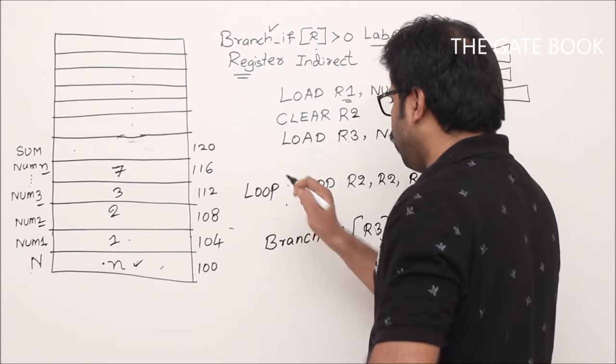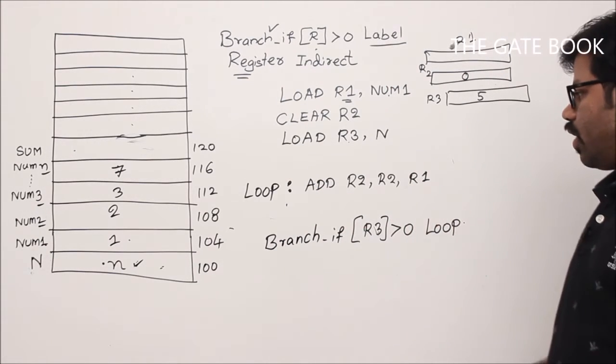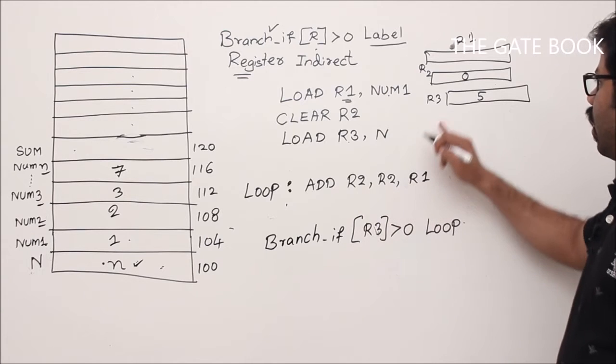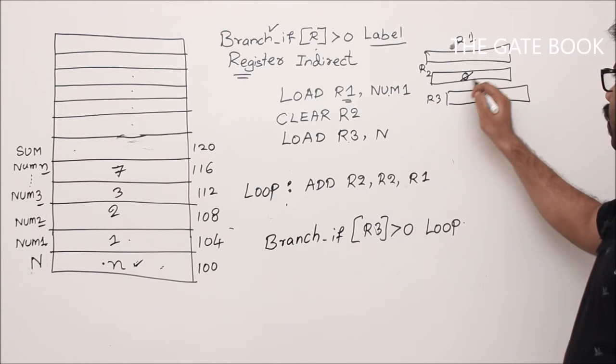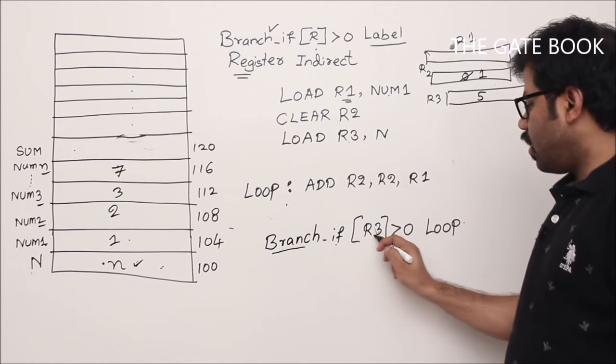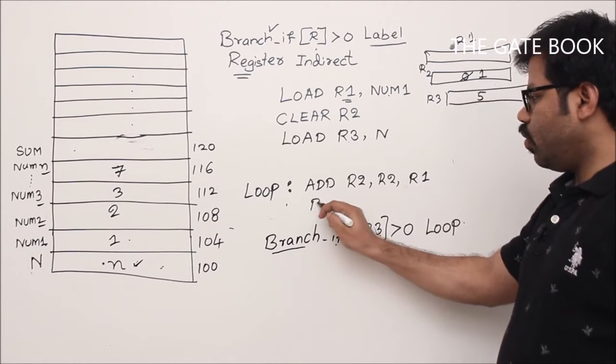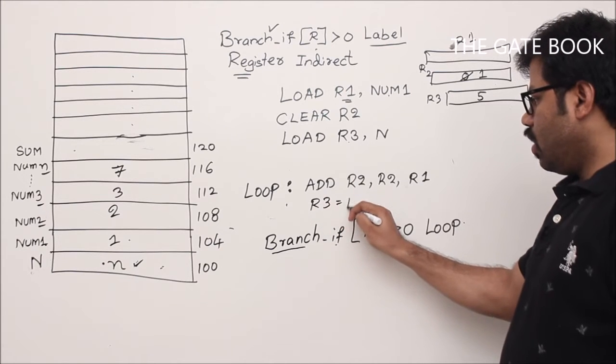If you write loop like this, add R2, R1, what is going to happen? First time R2 equals R2 plus R1, 0 plus 1, 1. Then branch if R3, is this R3? And one more thing, because you added one number, right? You do one more thing, R3 equals R3 minus 1.